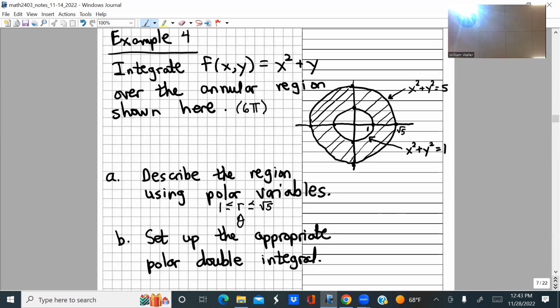Yeah, an annulus is a complete circle, right? So that means that theta is going to run from 0 to 2 pi. If you cut theta off at, say, pi, then you would have just the top half of the annulus, right? Okay, 0 to pi would just give you the top half of the annulus. So there's the description of our region of integration.